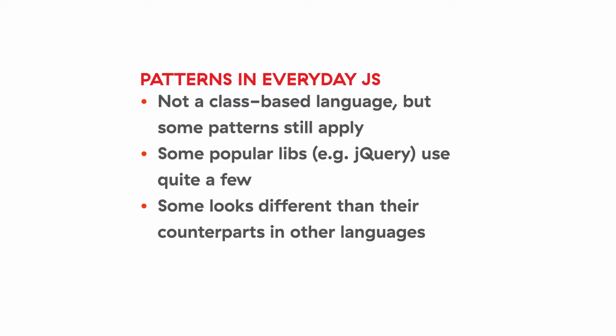So in JS, we actually have patterns in everyday use. JS is not a class-based language, but we do have objects, so some patterns still apply. And quite a lot of popular libraries, including jQuery, everyone knows jQuery, use quite a few patterns. And because JavaScript is prototype-based, not class-based, some of them are a bit different. And of course, because it's not a pure object-oriented language.